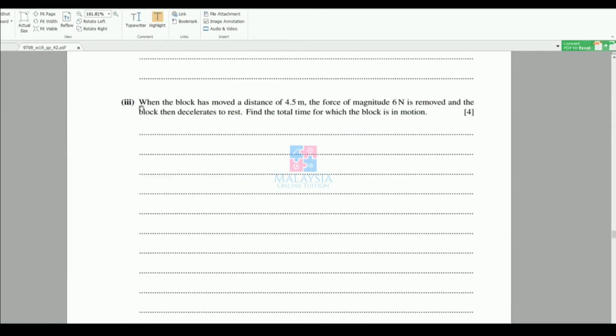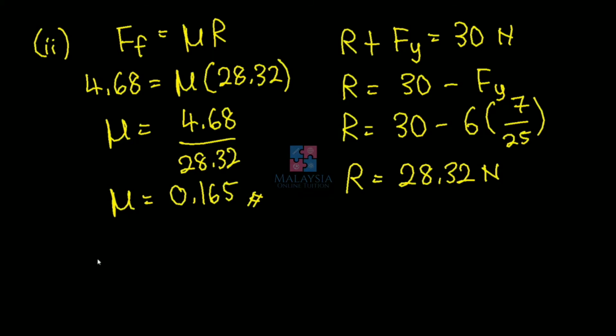And finally, for part 3, when the block has moved a distance of 4.5 meters, the force of magnitude 6 Newton is removed and the block then decelerates to rest. Find the total time for which the block is in motion. So total time means that it is from the start of this question, meaning that the block moves 4.5 meters in 5 seconds, plus the time it takes for the block to decelerate to rest. So after you find the time taken for the block to decelerate to rest, don't forget to add the 5 seconds.